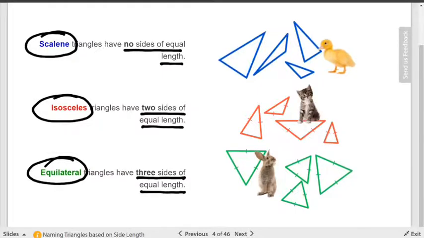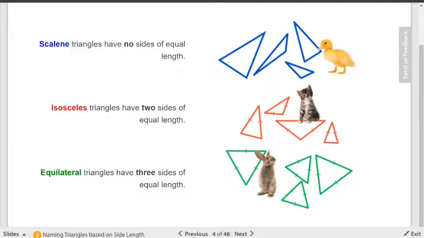All right. So, scalene. No equal sides. No sides that are equal. Isosceles. 2 equal sides. Equilateral. 3. All of the sides are equal. All of them. Good. Excellent. Isosceles. Okay. All right. You need to know which one is which because their classifications are very important.